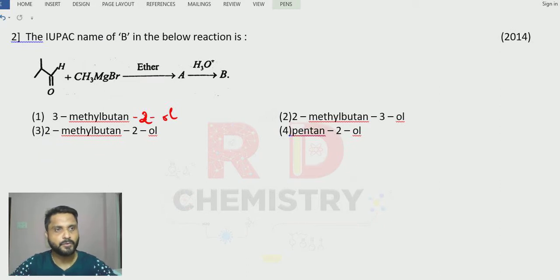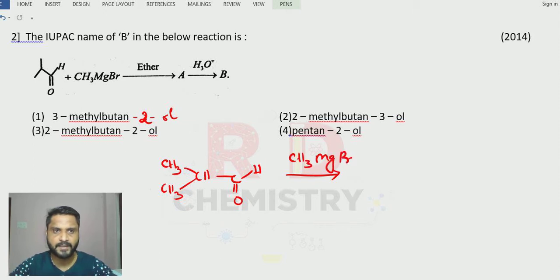Question number 2. The IUPAC name of the following reaction, the product formed B. So we have got now CH3 methyl group. Okay, there are two methyl groups on the same carbon atom. Then there is a C double bond OH, right? Aldehyde is there. It will react with the methyl magnesium bromide Grignard reagent in ether medium, followed by hydrolysis. I'll add the H plus and OH means hydrolysis.